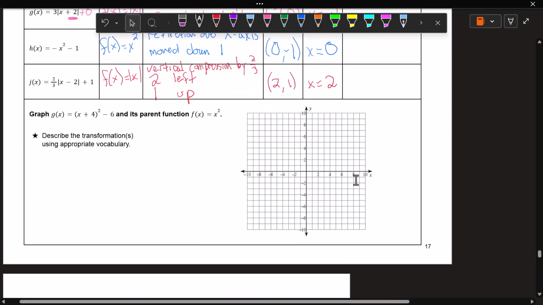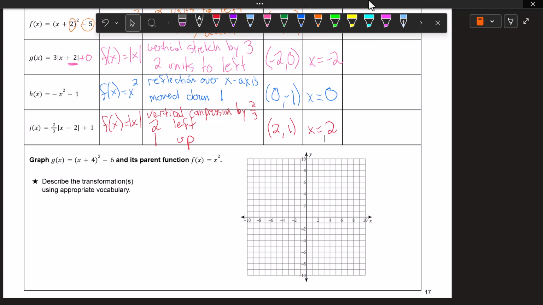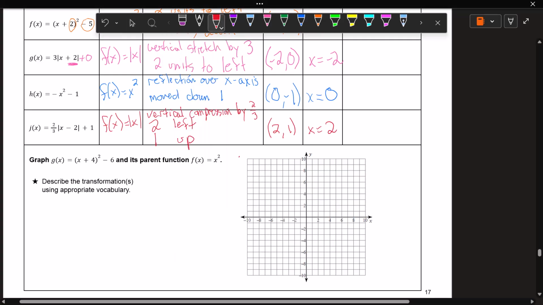Okay, so now we're going to graph g of x equals (x plus 4) squared minus 6 and its parent function f of x equals x squared. So we don't need to do this the super hard way, but we need to graph x squared first. If we were to put that into Desmos, we would get these points. Like that. So that's our parent function.